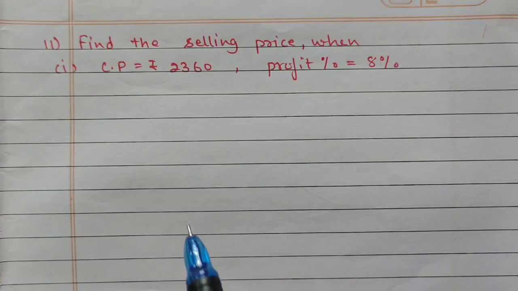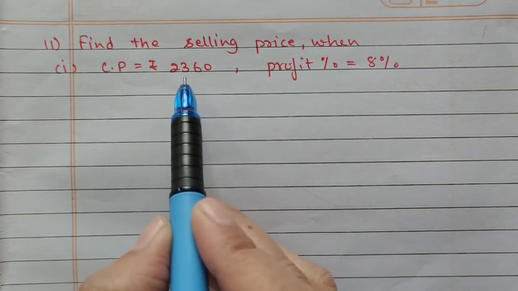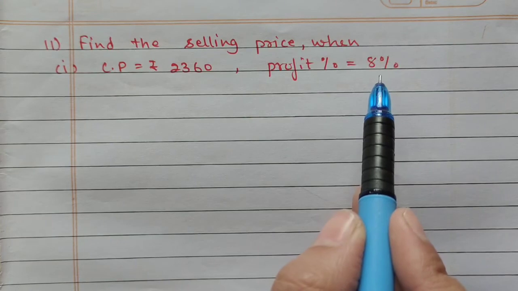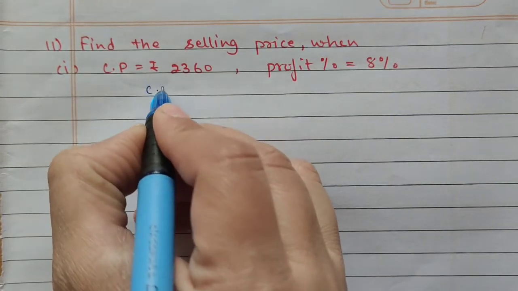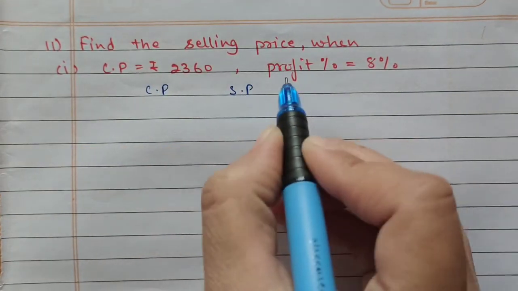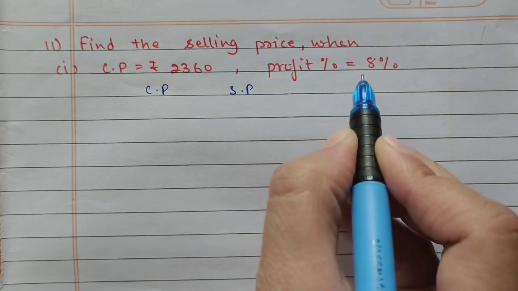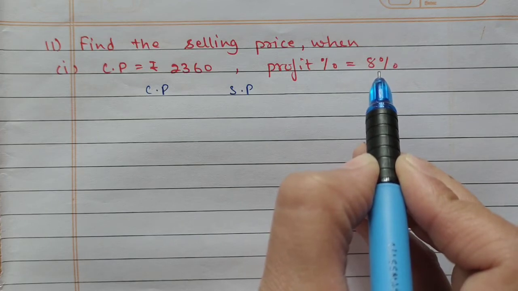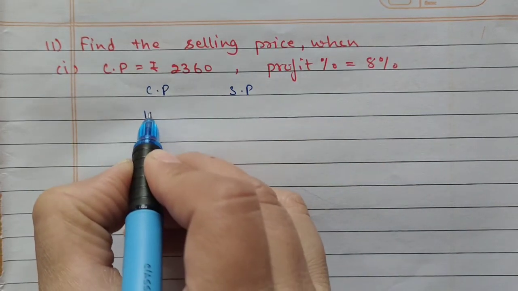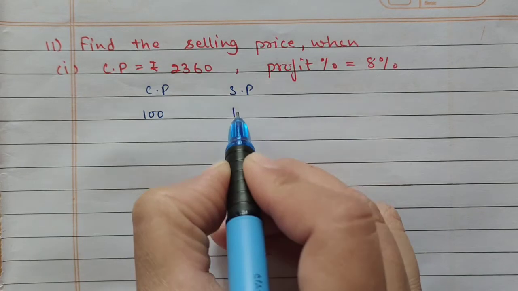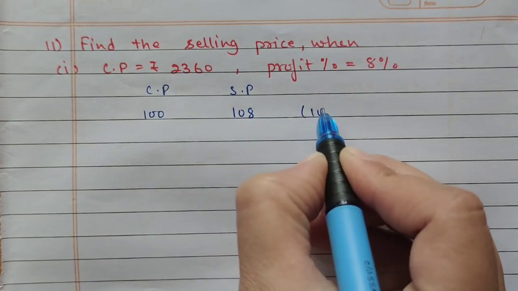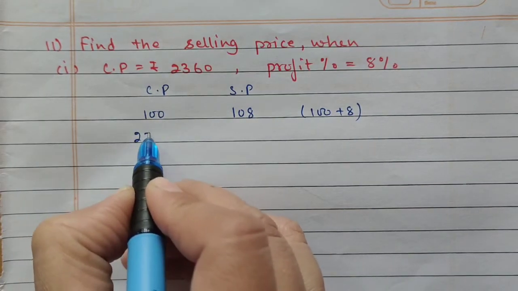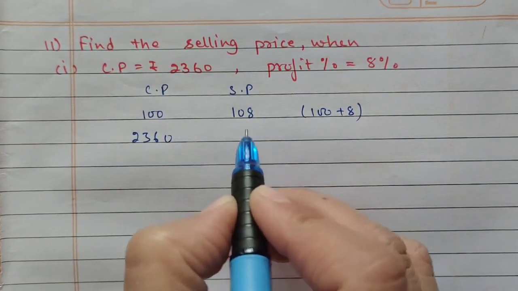Next question number 11. Find the selling price when cost price is given 2360 rupees and profit percentage is given 8%. So this question also we will do by shortcut method. Profit percentage means we are talking about 100 rupees. For 100 rupees 8 rupees profit is there. So if cost price is 100 rupees then selling price will be 108 rupees, 100 plus 8. Now actually cost price is 2360 rupees.